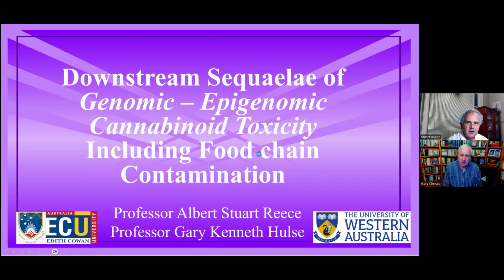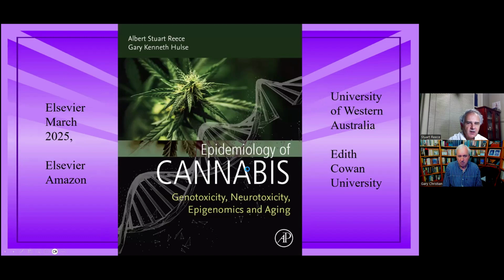I'd just like to present a shortish summary talk of some of the main points we've talked about. It's a bit of a long title: downstream sequelae. That just means the consequences of genomic and epigenomic, that's the hardware and software of the genes, cannabinoid toxicity, including food chain contamination. So this is a summary of our series of discussions.